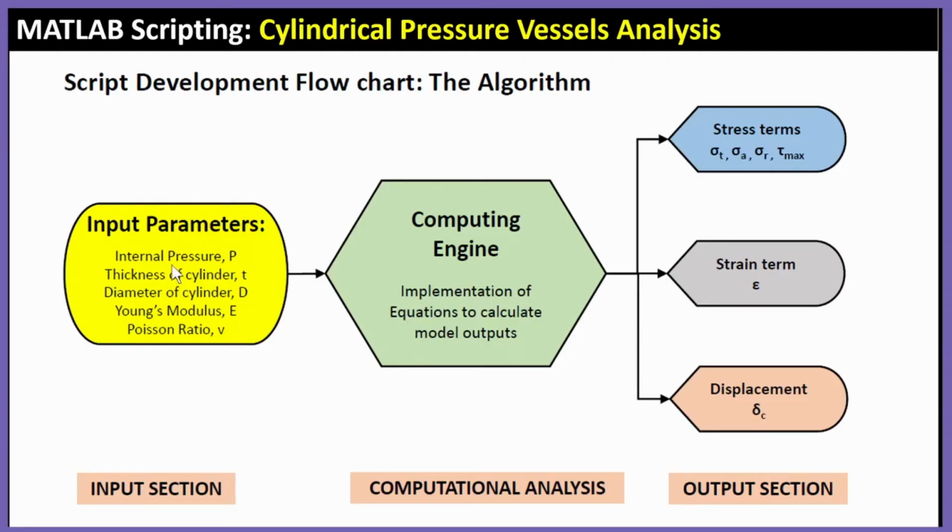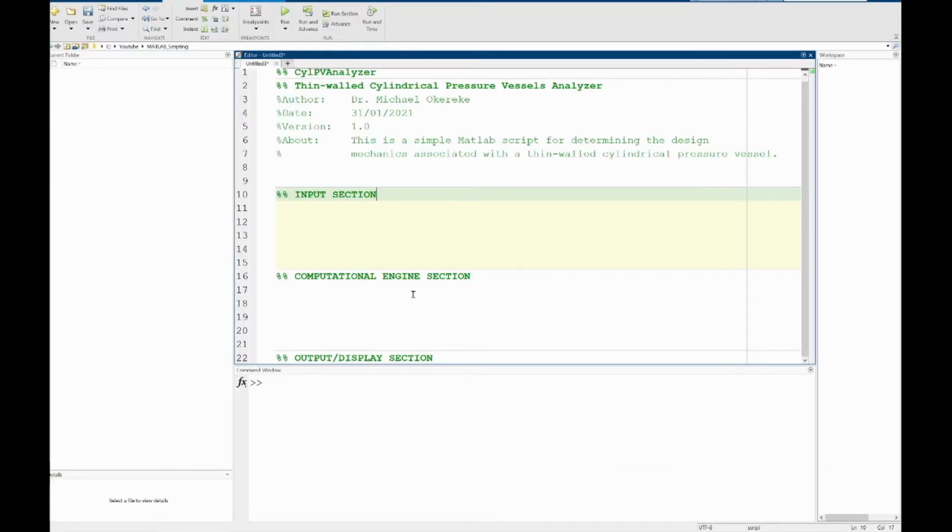So this is a PowerPoint slide. So we've got an input parameter section, computing engine or computational engine section, and then an output section. So actually the names I've used here are input section, computational analysis, and output section to define the 3 sections in the code. So we'll probably use the same even for our design here. So let's go back to MATLAB. So I'm going to change this to computational analysis. Again, analysis.